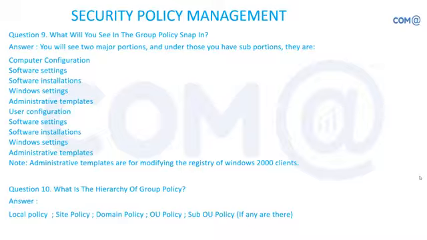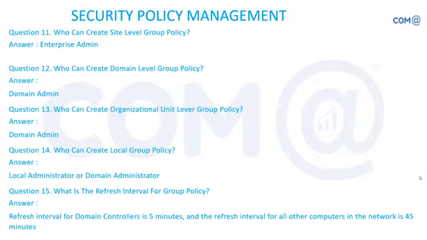What will you see in the group policy snap-in? There are a lot of options that we have seen. What is the hierarchy of group policy? Local policy, site policy, domain policy, OU policy. This is the order in which the policy is implemented and takes precedence. Who can create a site level group policy? Enterprise admin. Who can create a domain level policy? Domain admin. Who can create an organizational unit level policy? Domain admin. Who can create a local policy? Your desktop administrator or domain administrator.